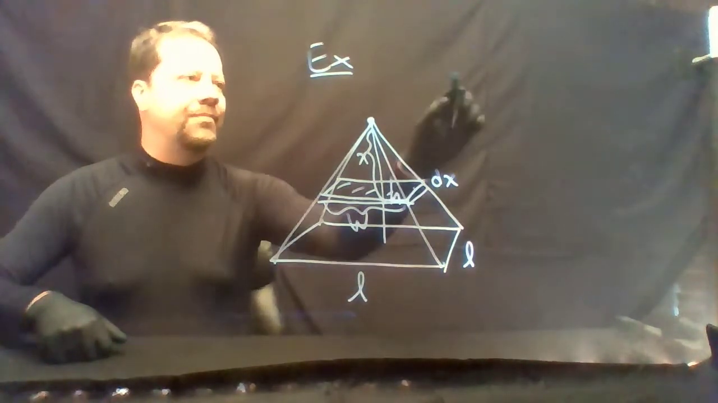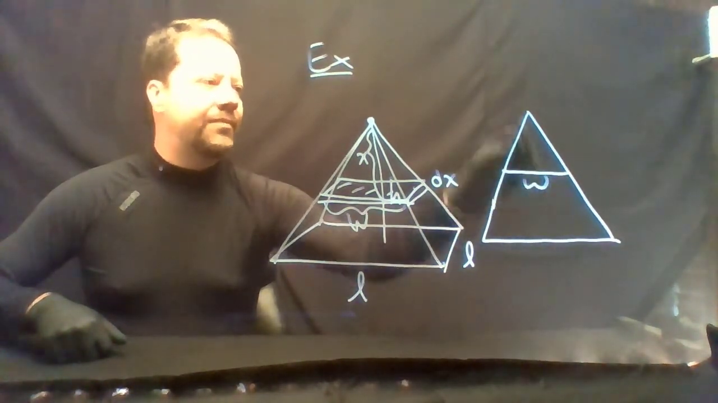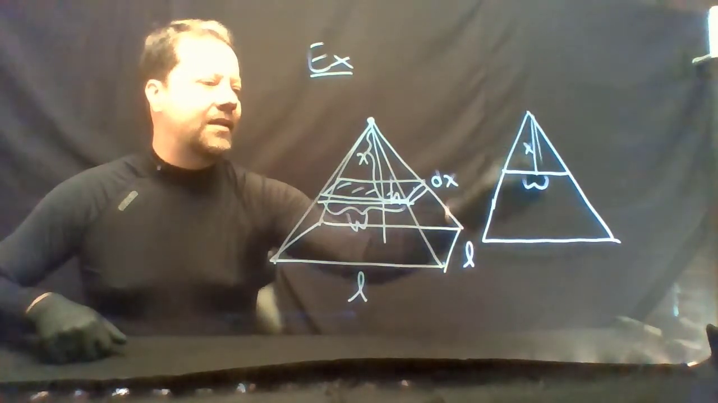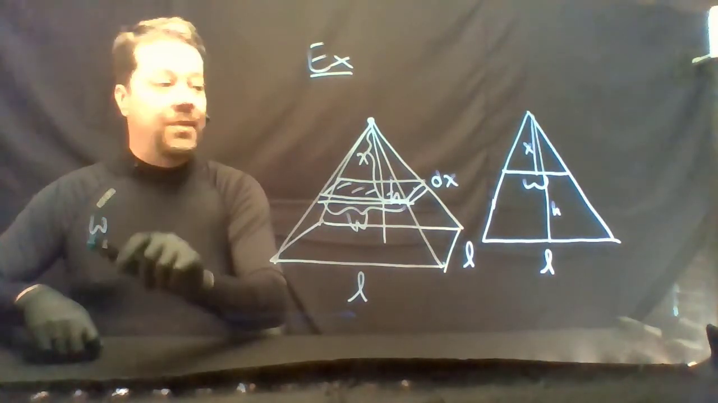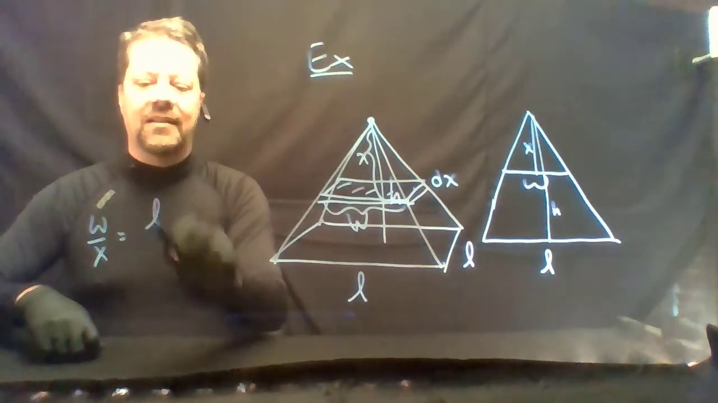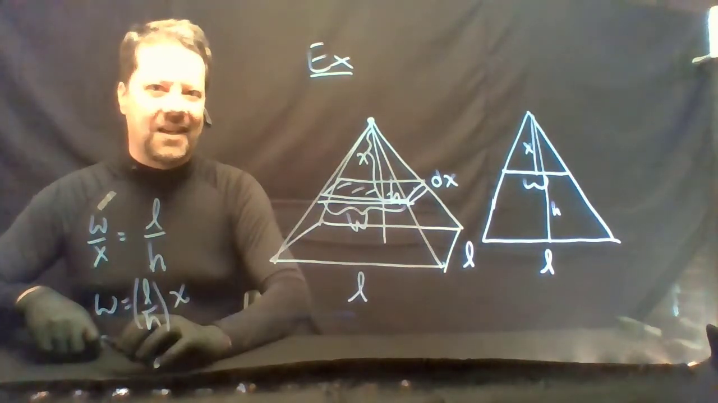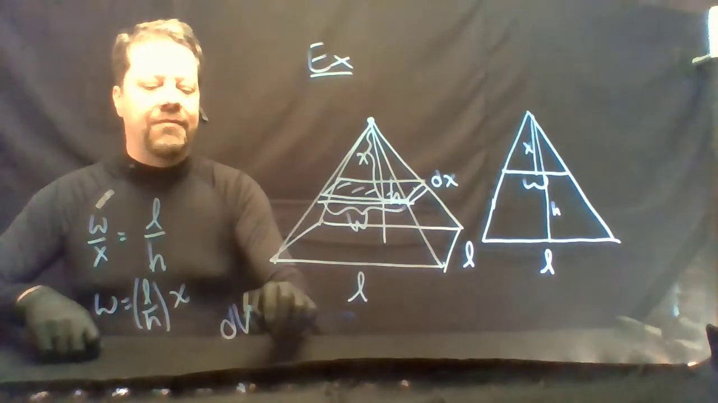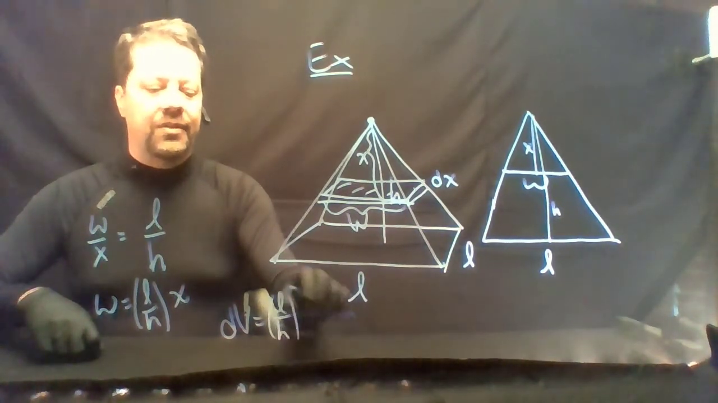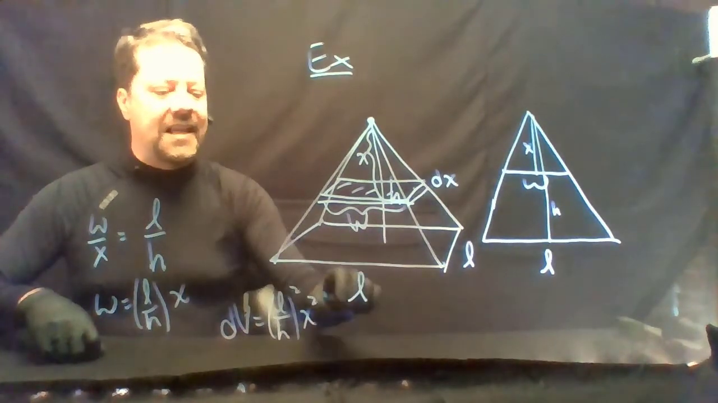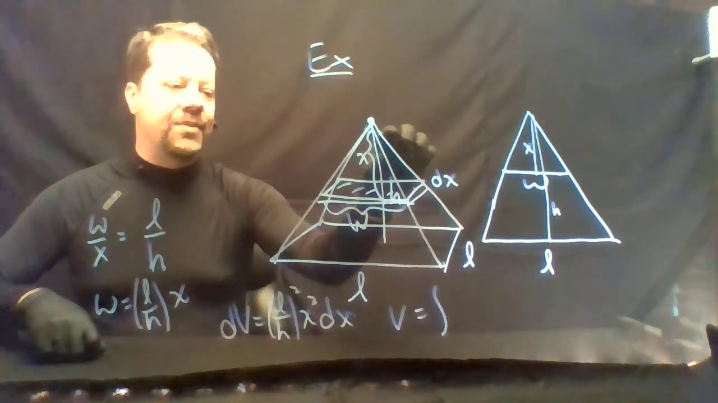Then how big is W? If we look directly on the side, you can see that W is to x as the total height is to L. W divided by x equals L divided by h, or W is L over h times x. It follows then that our element of volume is going to be the width squared, L over h squared, x squared, times dx. And we can find the total volume by adding that up as x goes from 0 to h.